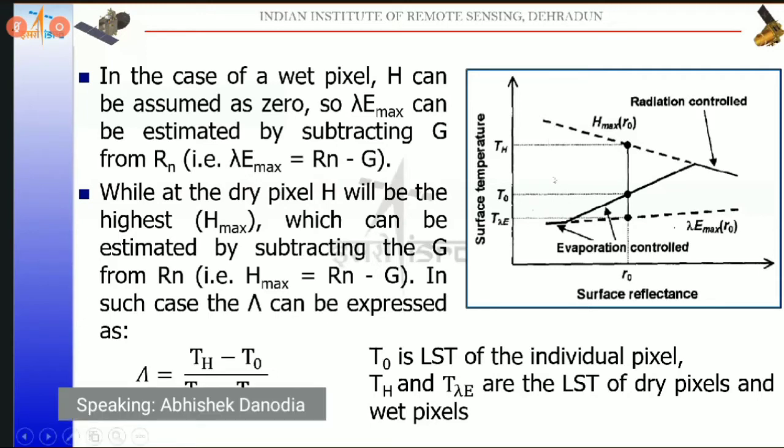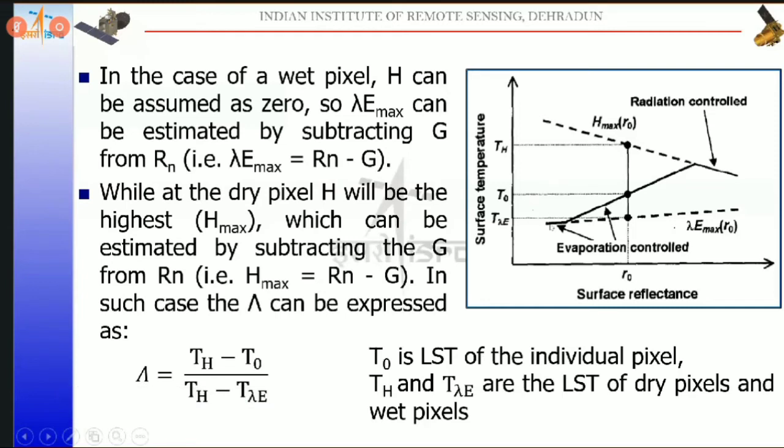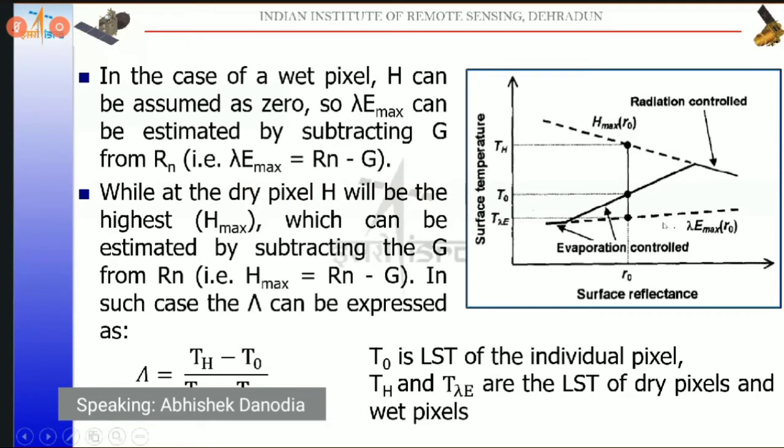At every bin you can define the LST minimum with this particular line and the LST maximum with this particular line. Using that, we can draw a trend line, and that trend line defines the dry edge and wet edge. This radiation control line defines the dry edge line, whereas the evaporation control line defines the wet edge line. So what are the basics regarding that? It is mentioned in this particular slide.